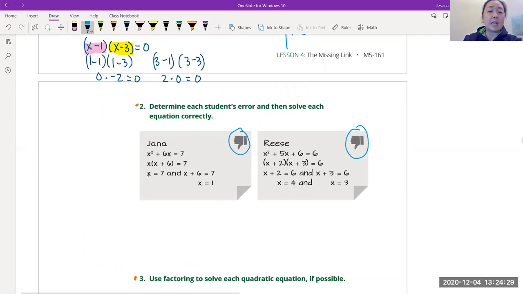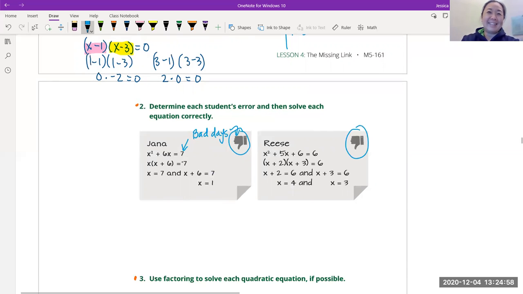And then she's now setting everything equal to 7. So x is equal to 7 and x plus 6 is equal to 7. That's where she went wrong. I hope that triggered a memory. You're like, wait a minute, that doesn't look right, right? Because what is this called? The zero product property, not the 7 product property, right? Only 0 has this special property. 0 is very special. Okay, so this, bad days, they get a thumbs down.